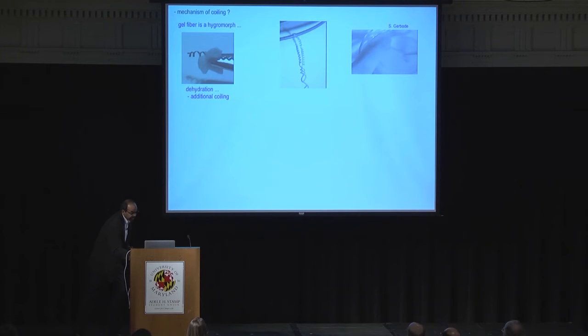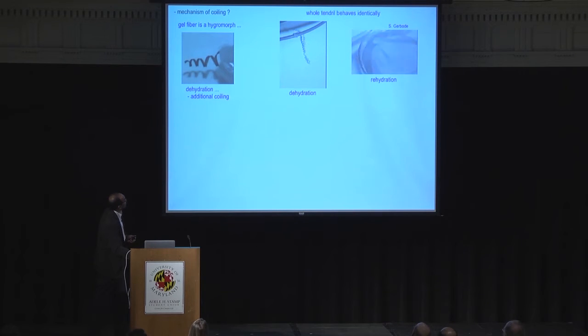So if I take out the fiber, that's the gel fiber. It's a hygromorph. It's essentially changing its shape because of the presence of humidity. And you can see it starts to coil up or uncoil as a function of the environmental humidity. And you can do the same thing with the whole tendril. When you dehydrate it, you see it coiling up. And then when you rehydrate it, it opens. So it's a water-driven engine, and plants are the great masters of water on our planet. They can move water up a giant sequoia, and you never even hear it.